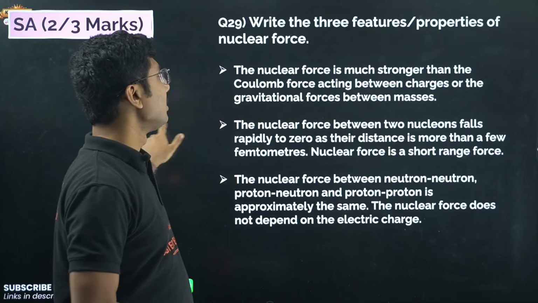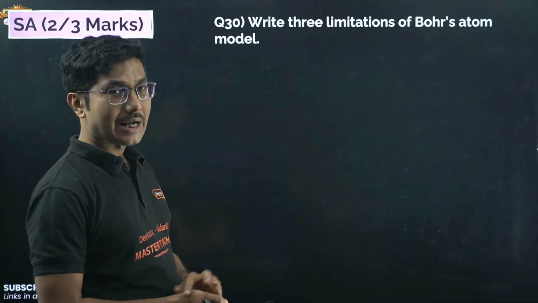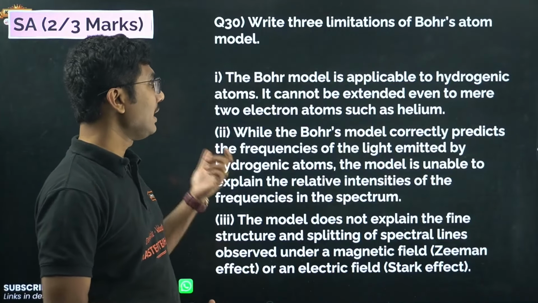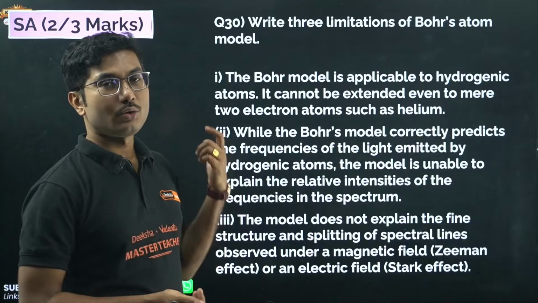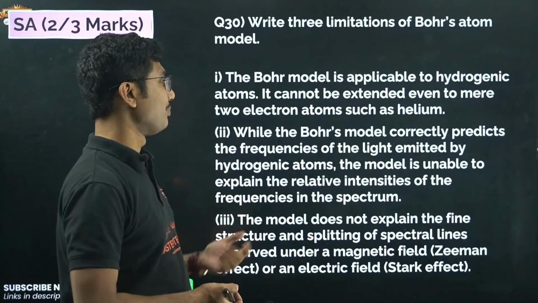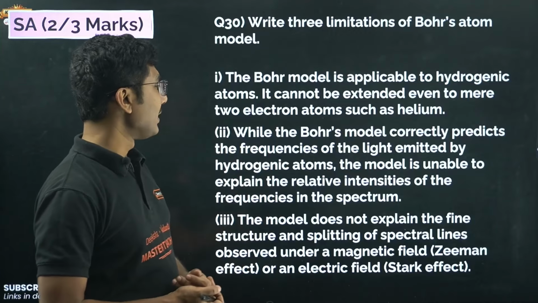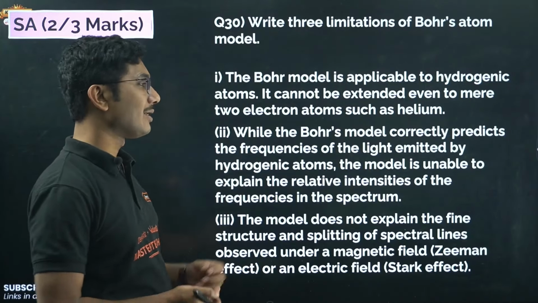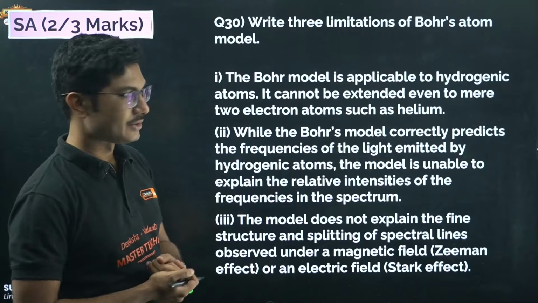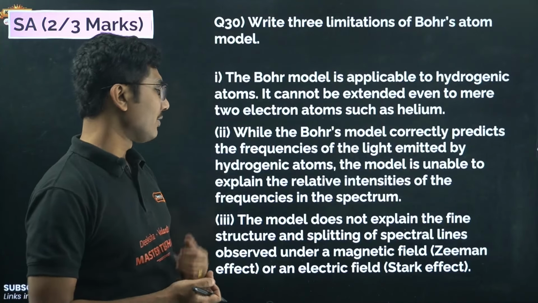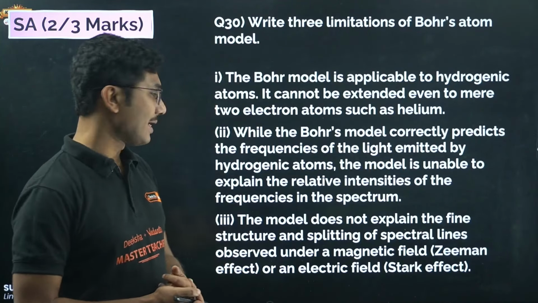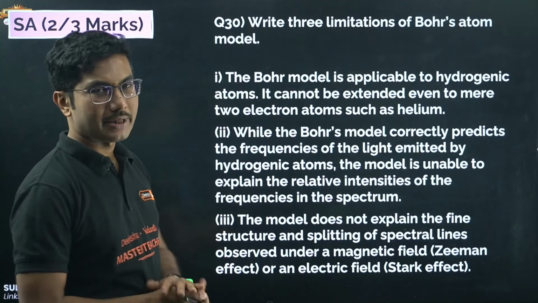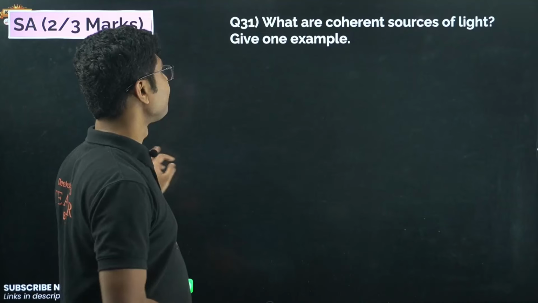Write 3 limitations of Bohr's atomic model. Okay, the Bohr model is applicable to hydrogenic atoms only. It cannot be extended to even a mere 2 electron system, for example helium. While the Bohr model correctly predicts the frequencies of the lights emitted by the hydrogenic atoms, the model is unable to explain the relative intensities of the spectral lines. The model does not explain the fine structure and splitting of the spectral lines observed under a magnetic field. Zeeman effect and Stark effect cannot be explained using Bohr's atomic model.